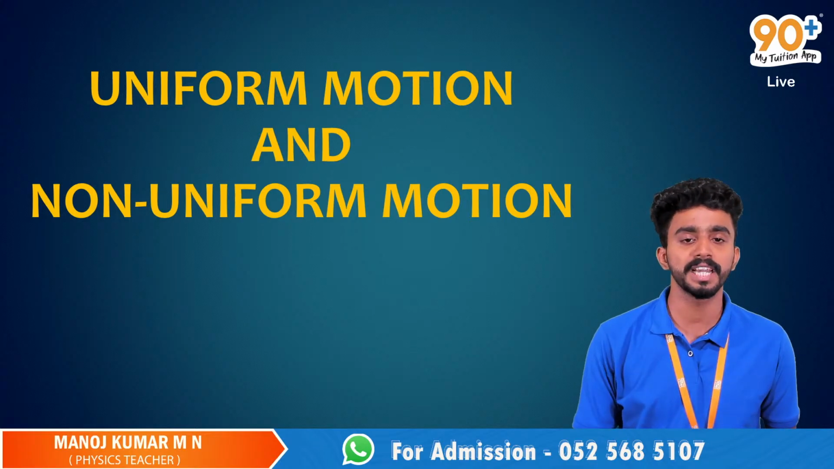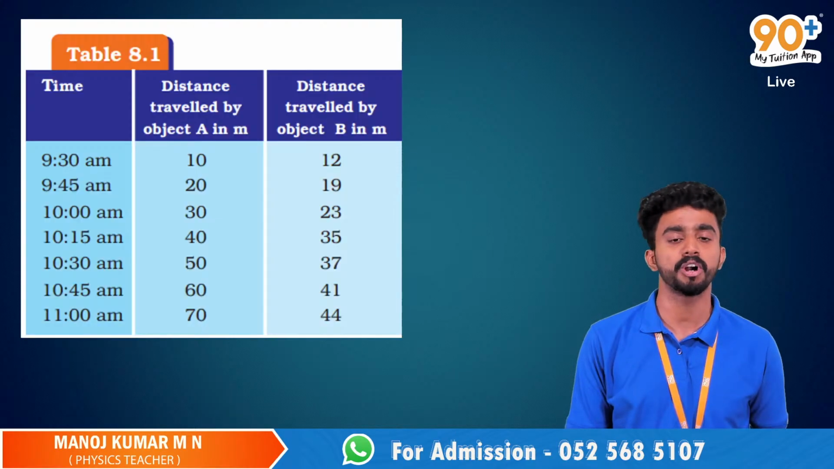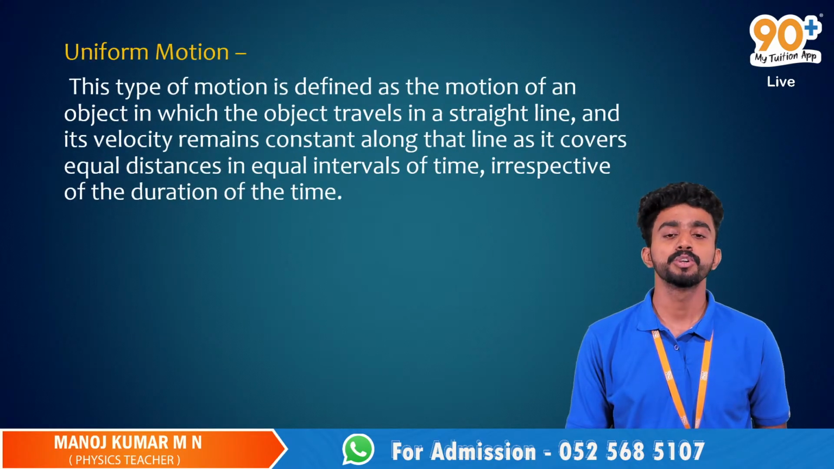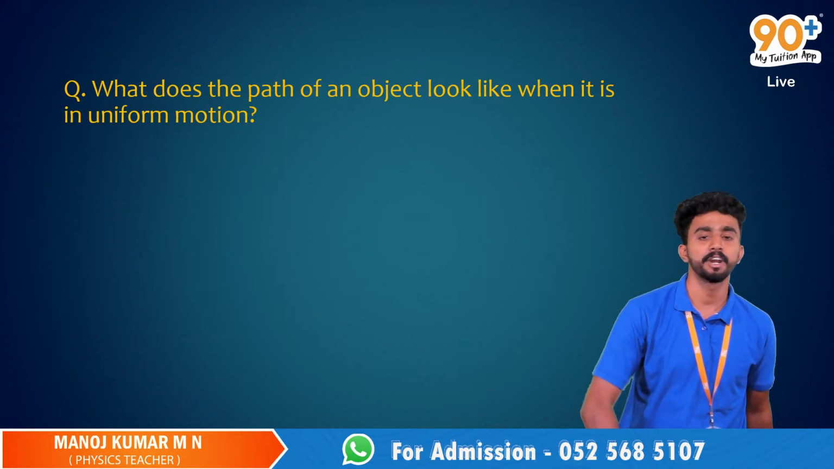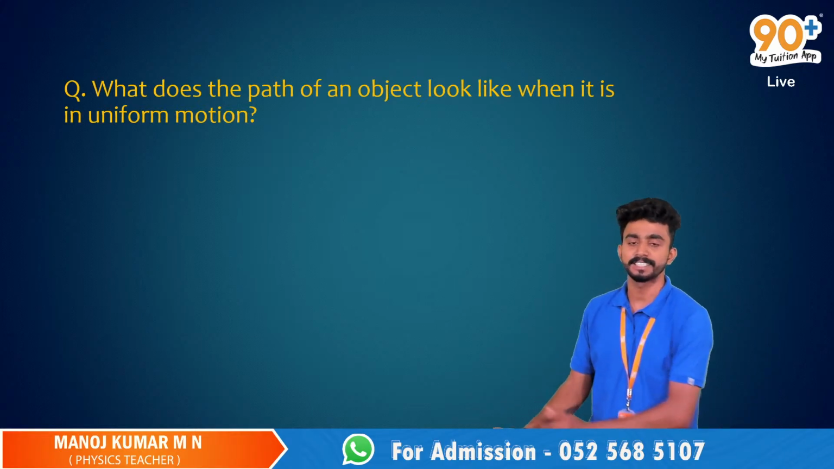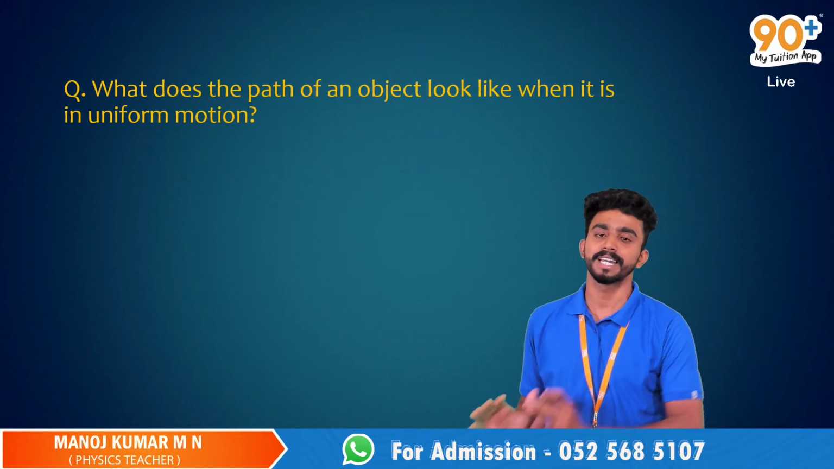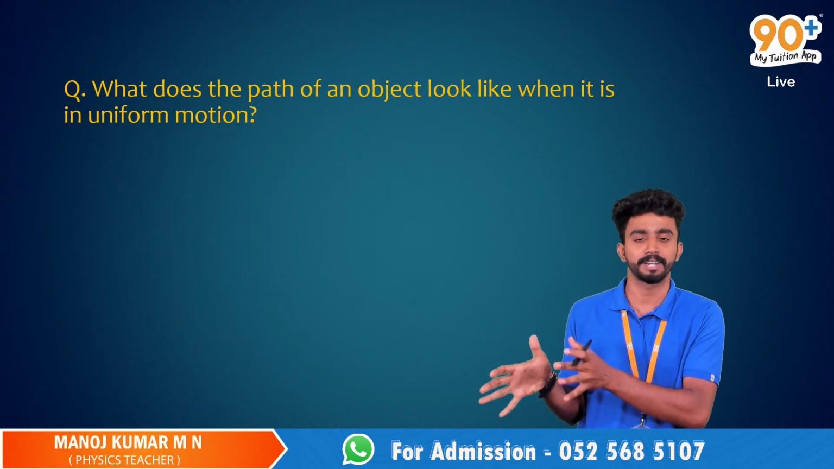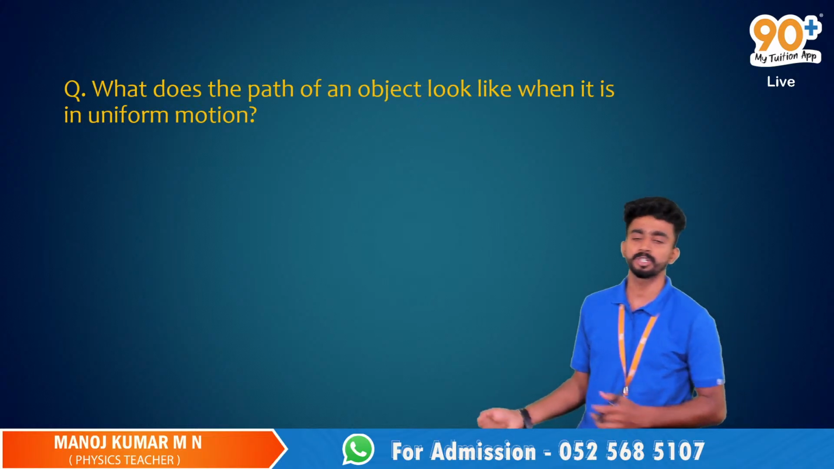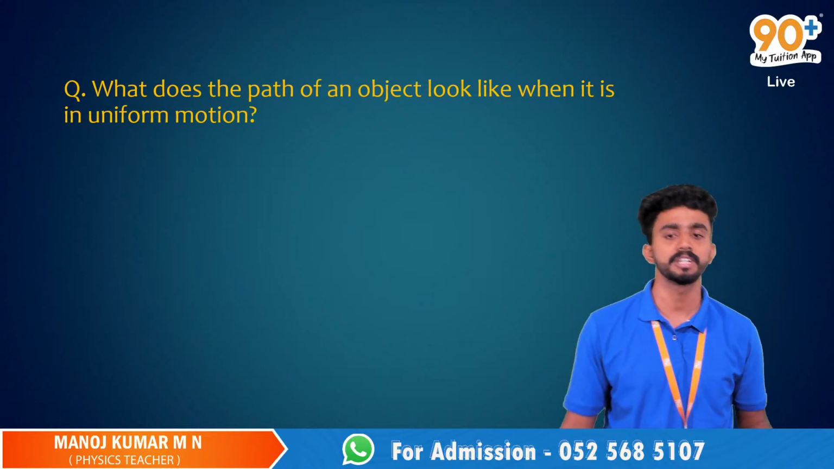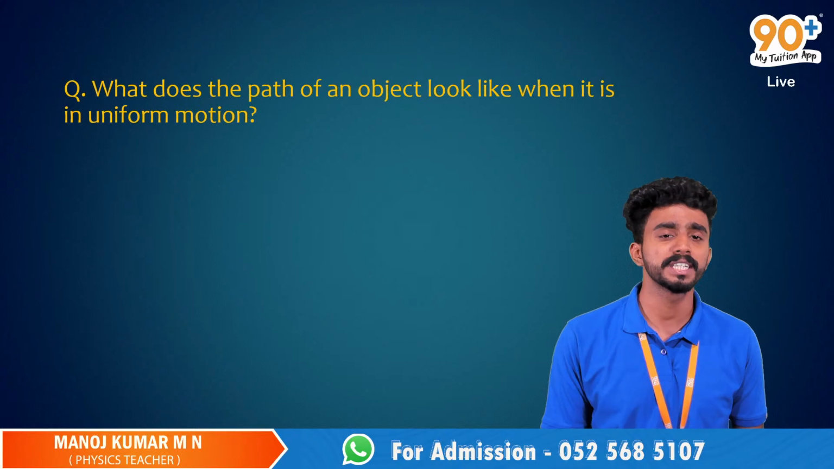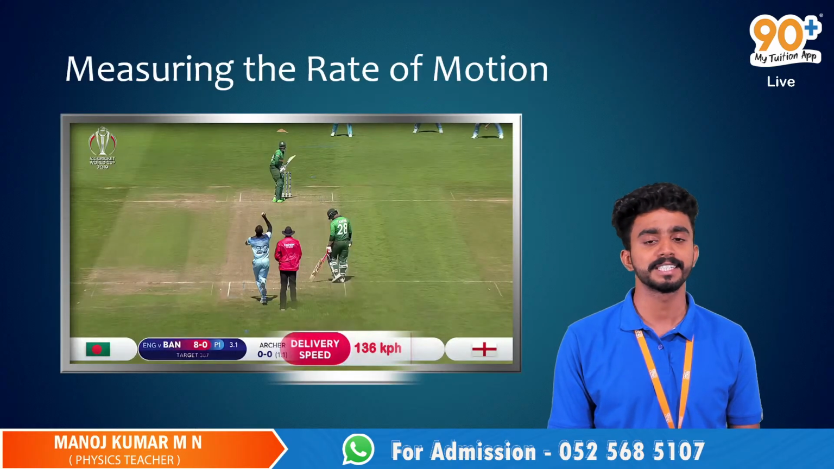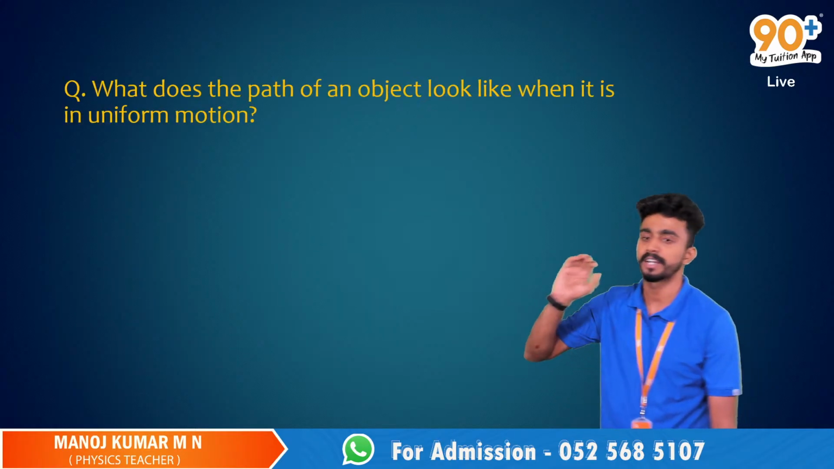Then after that, we have checked out what is uniform motion and non-uniform motion. Basically, uniform motion is where an object covers equal amounts of distance in equal intervals of time. That is uniform motion. Non-uniform motion means unequal distances in equal intervals of time. Now, what does the path of an object look like when it is in uniform motion? It will be a straight line for sure.